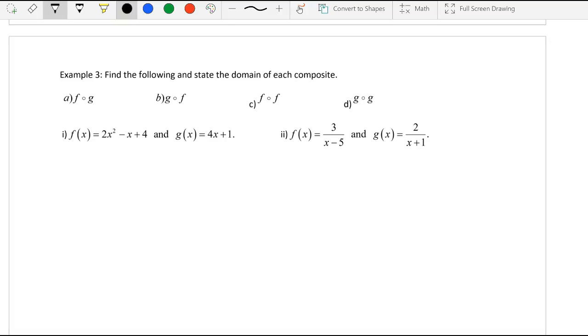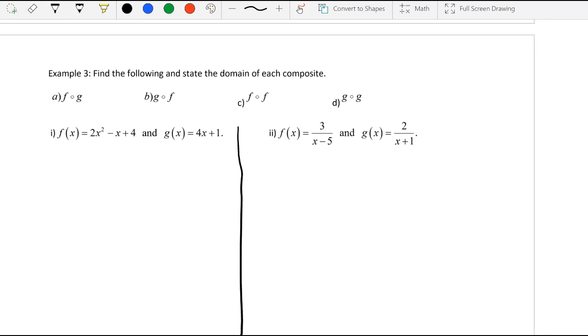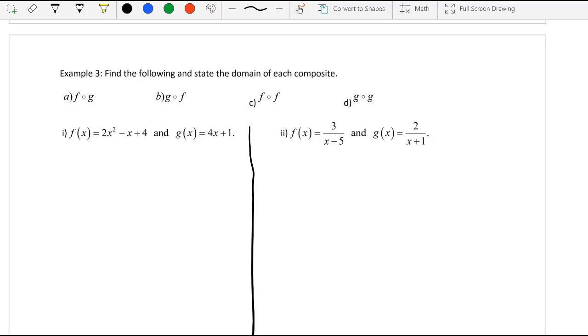Hey guys, in this video we are going to continue with example 3, double I. So I'm going to do a line down here. I have my normal stylus back, so I should be writing much better than yesterday. Okay, hopefully. Here we go.